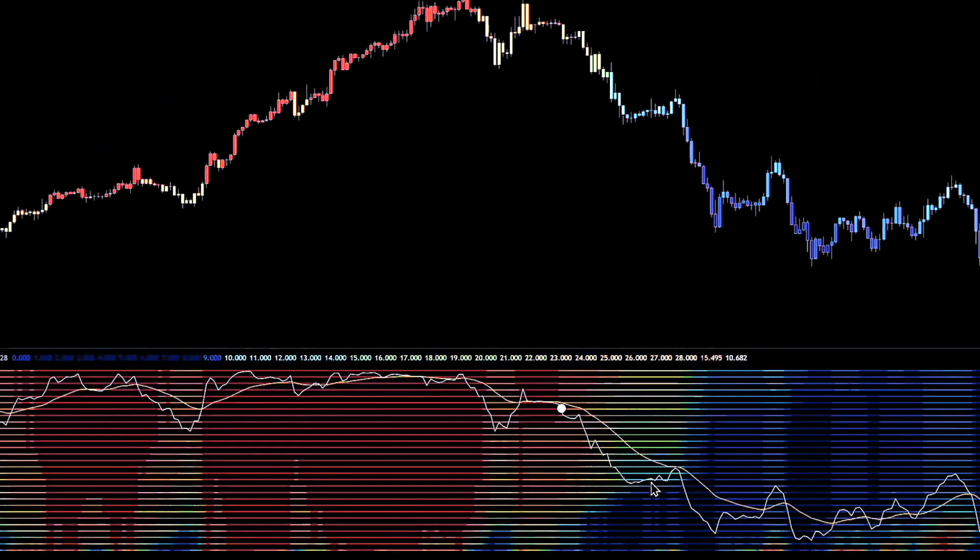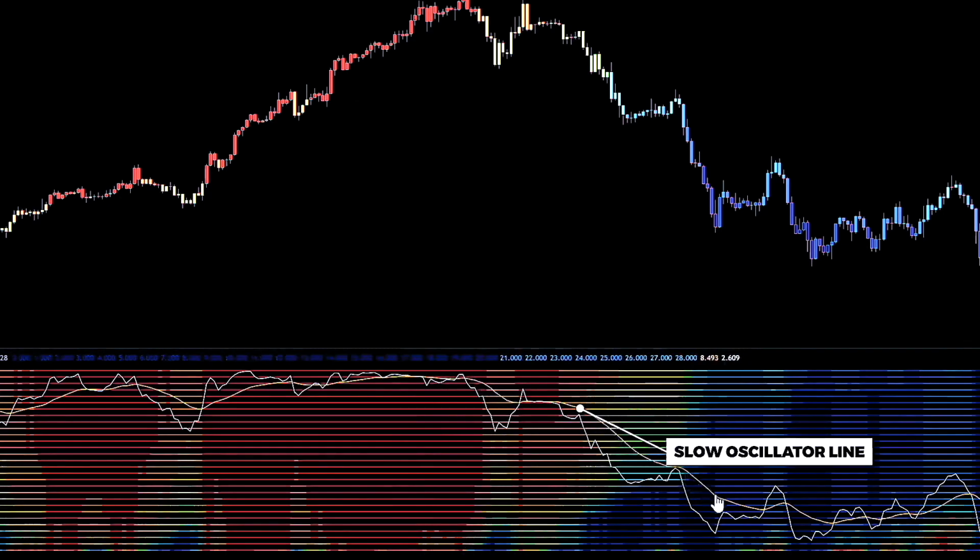A white line called the fast oscillator line cuts through the indicator window. It's calculated by averaging all 28 oscillators. Right behind it is the slow oscillator line, a smoother version of the fast line, used to spot longer-term trends in the market's average price data.